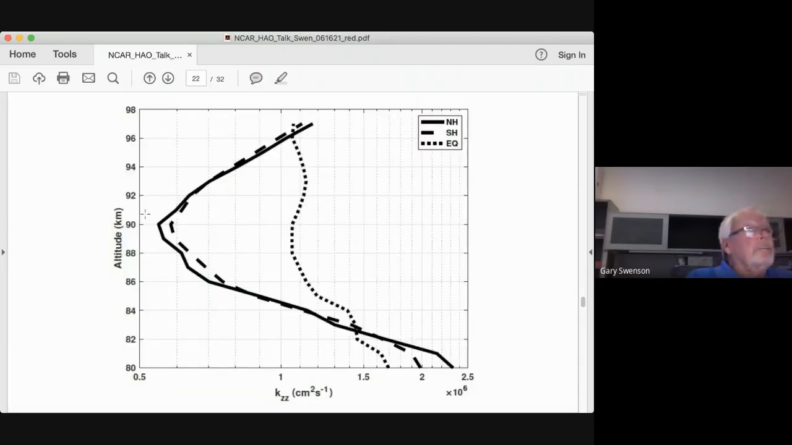Next chart. This is the KZZ versus altitude on a linear scale. And note the northern hemisphere and southern hemisphere lay one on top of another. No surprise based on what we saw. And of course, it's the global average now, where we're averaging summer and winter. The two hemispheres average to be very similar. Whereas in the equatorial region, it's something close to 1 times 10 to the 6th, a little bit larger down lower, but quite different from the mid-latitudes.